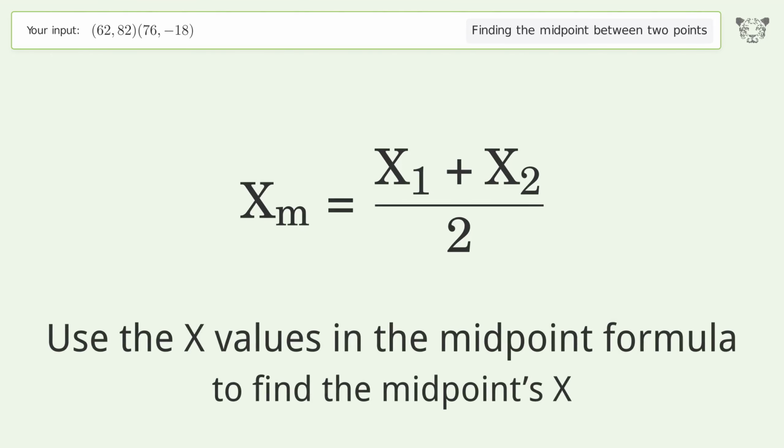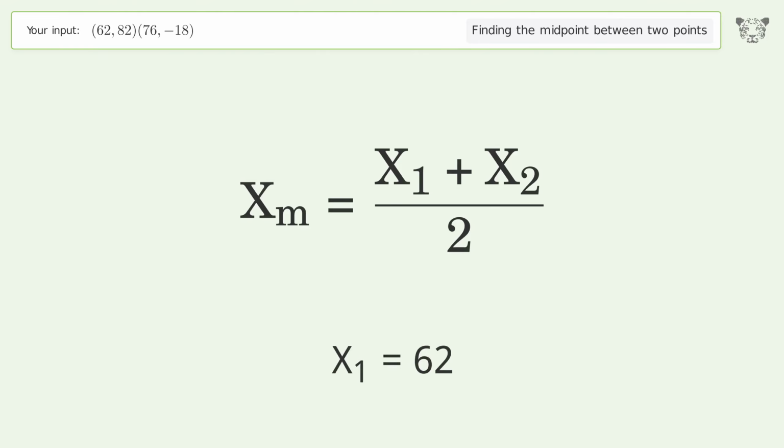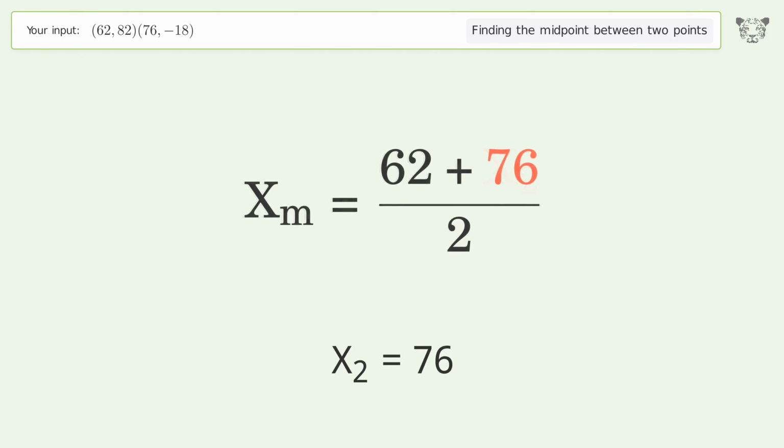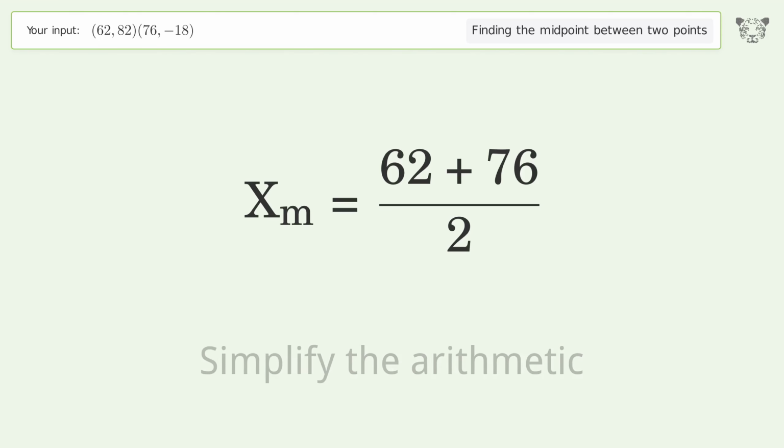Use the x values in the midpoint formula to find the midpoint's x. x1 equals 62. x2 equals 76. Simplify the arithmetic.